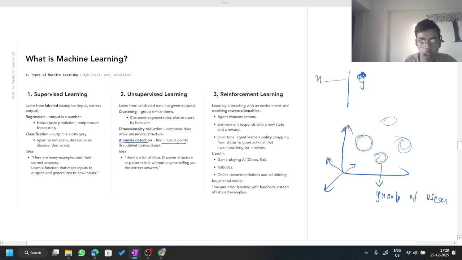The third paradigm of machine learning is reinforcement learning, where we don't have any fixed data like this. The agent chooses an action, and based on the action the environment responds with a new state and reward. Whenever we leave the agent in a free environment where it can make mistakes, it will learn over time a policy, a mapping from states to good actions. Good actions are the ones which maximize our long-term reward. These are used in game-playing AI like chess or Go, which is a Chinese game, and in robotics.